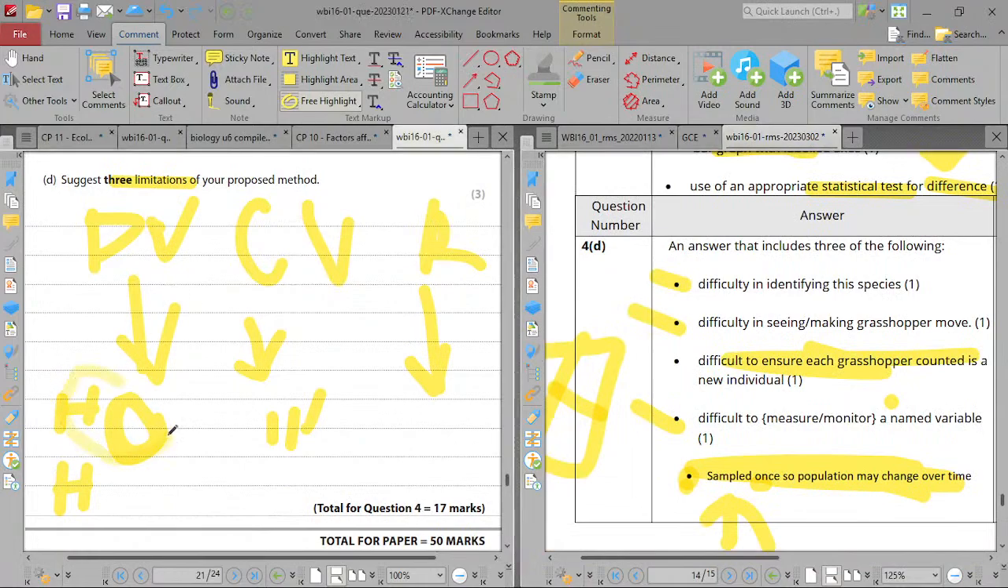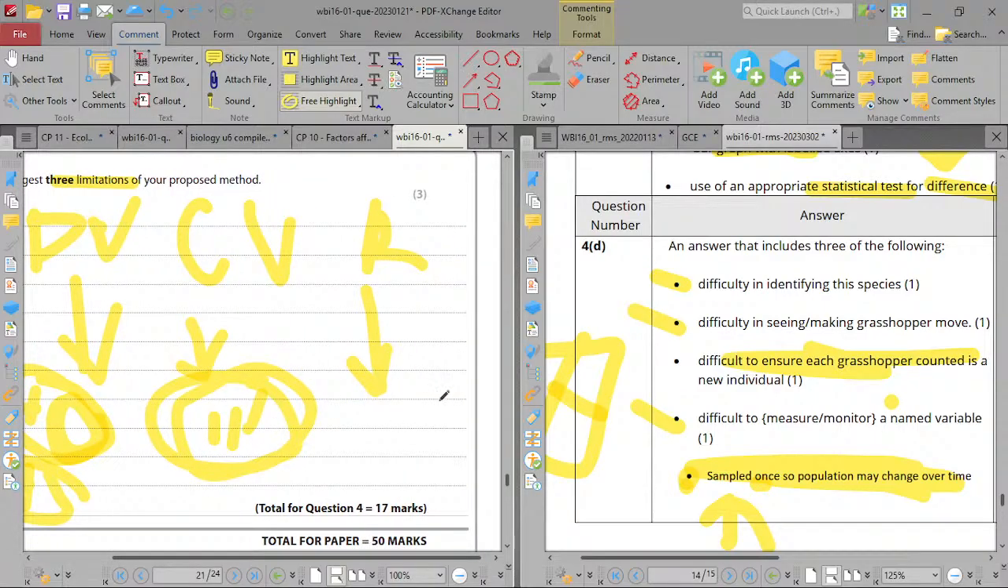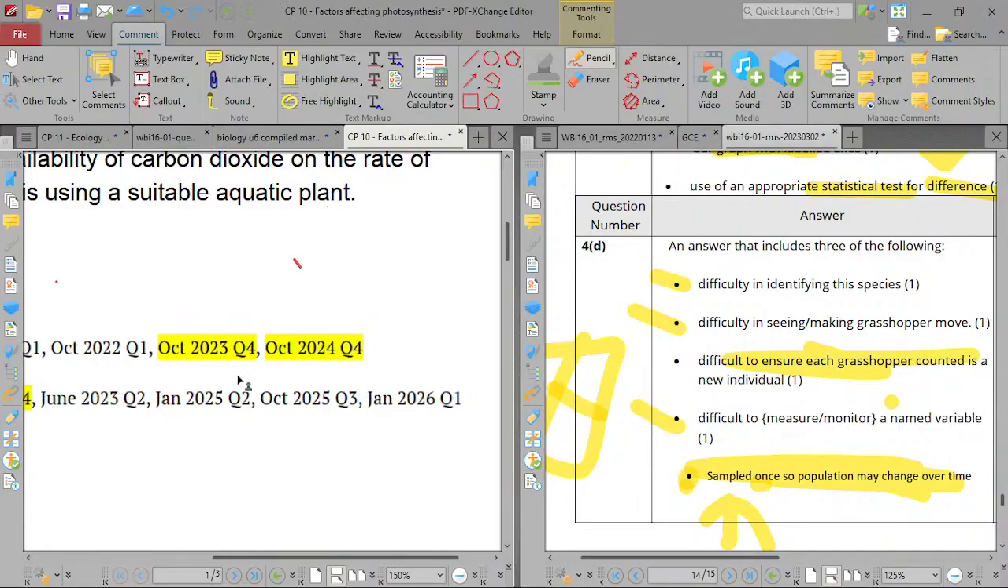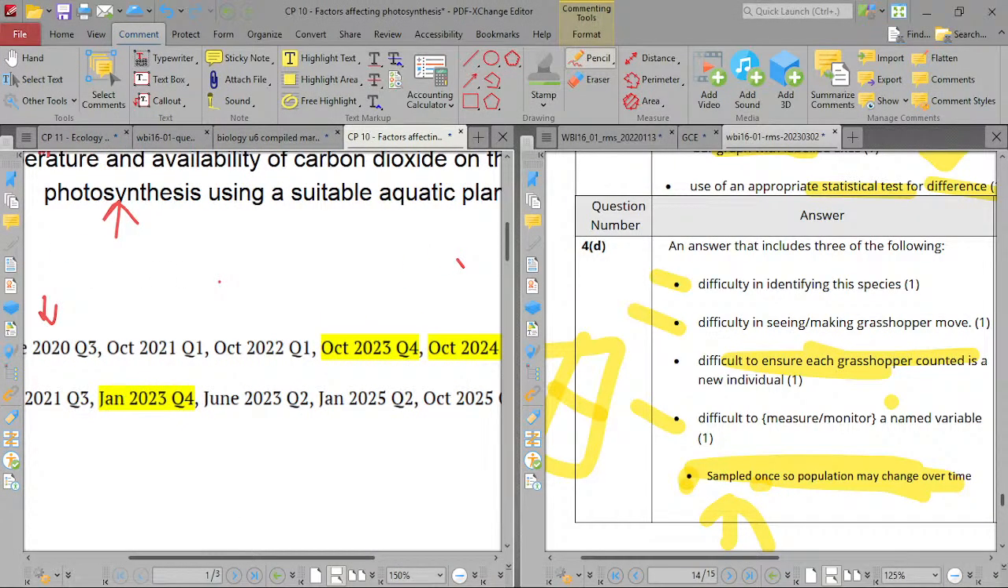Yeah, hard to distinguish the grasshopper, hard to see the grasshopper, hard to monitor and control variables, and hard to judge whether more than half of the grasshopper is inside the box. Oh, okay, this is like, what if it moves? You don't know if it's the same one or not. Okay. Control variable is, no. The result is you only sampled once, so results may change in another time of the year, or population may change over time. Okay, so that's another thing. Okay, boom. Now we're looking at June 2023, question number 2.